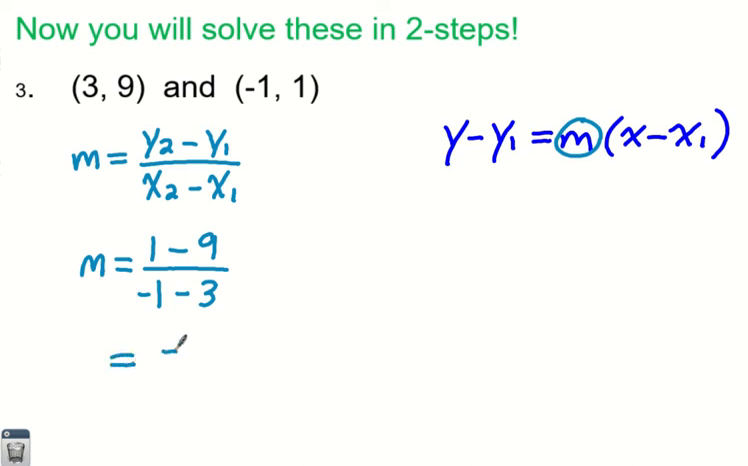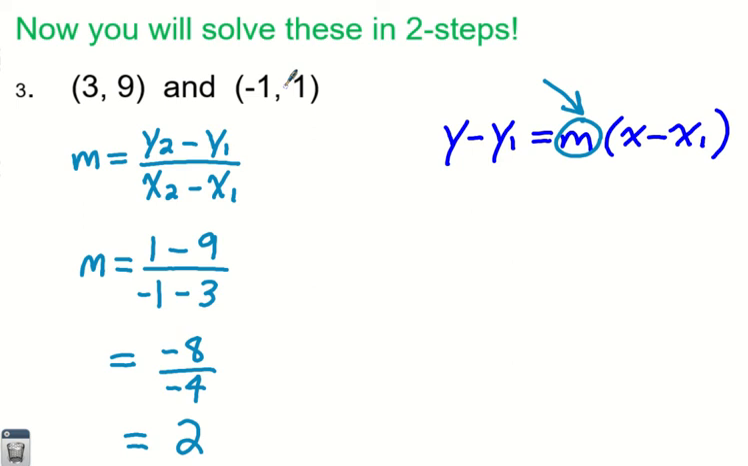And so 1 minus 9 is negative 8. Negative 1 minus 3 is negative 4. And so this cleans up, divides clean actually, to just be a positive 2. All right, so I guess what I'm going to be plugging in for m is positive 2. And as far as x1, y1 goes, here's a little secret. You could use the coordinates from either point. All we needed, we have 2 points. You could use either one.